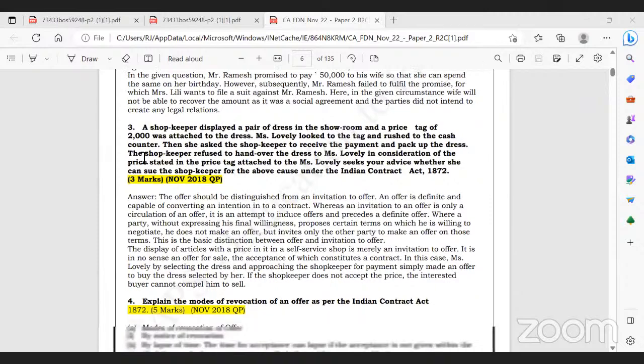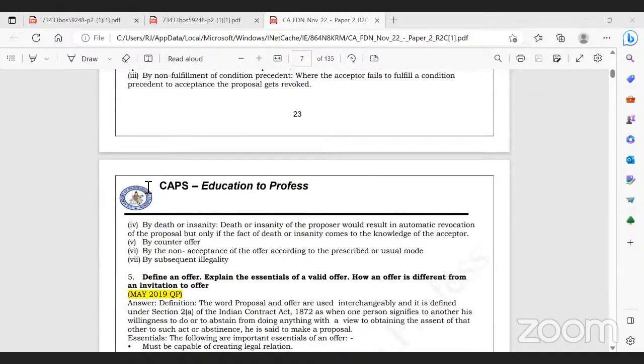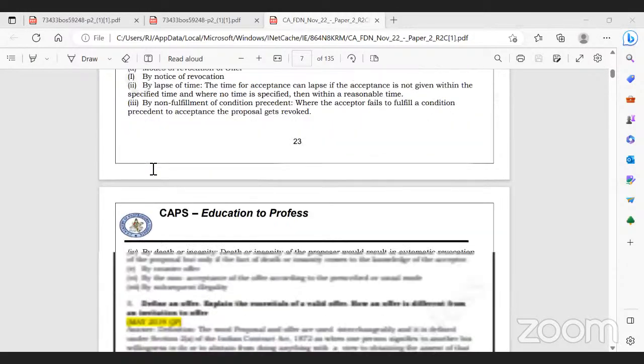Next question. Explain the modes of revocation of an offer as per the Indian Contract Act. There are some 8 modes of revocation, I hope you all know. So you'll have to write what is revocation, write down all the 8 modes, and then write the conclusion.